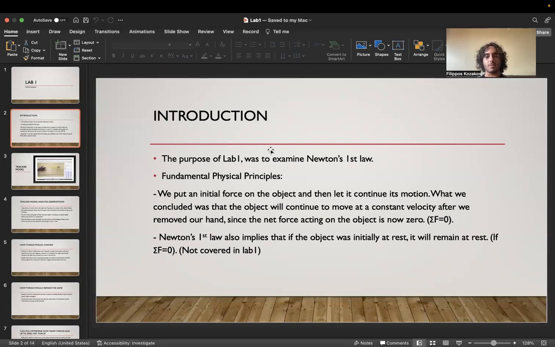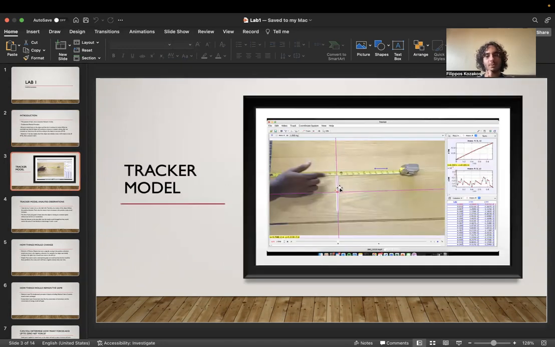Also, Newton's first law implies that if the object was initially at rest, it will remain at rest if the net force is zero, which is something that is not covered in this lab. Here is my tracker model.